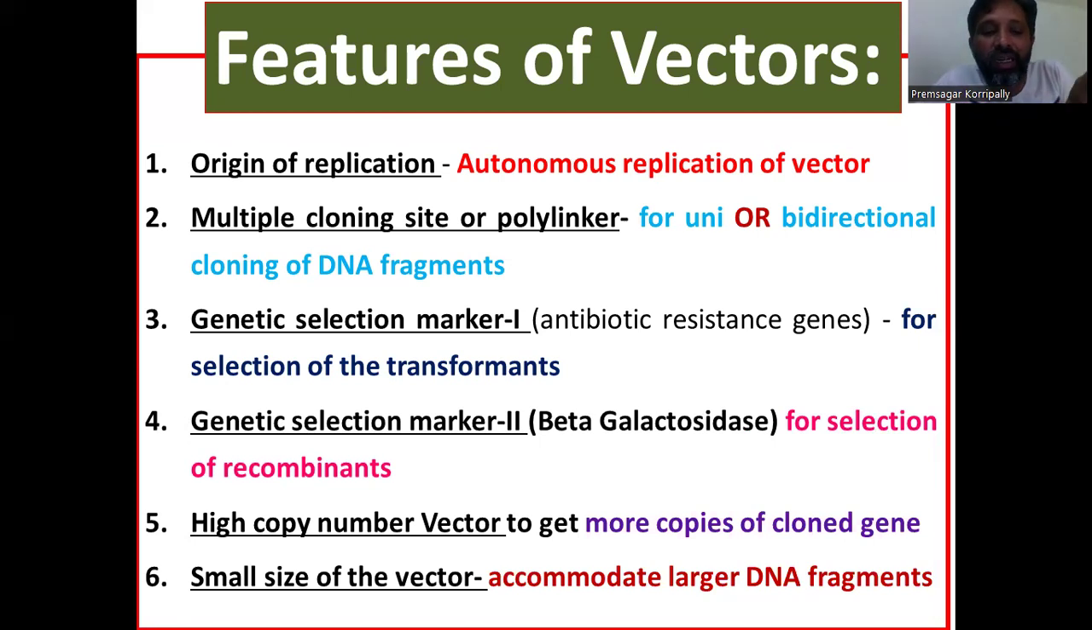So these are the six general features which are present in the cloning vector. And I'm going to talk about another 7 features which, along with these 6, are present in the expression vector.